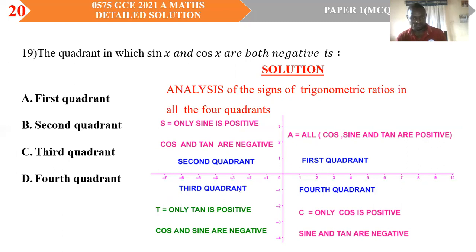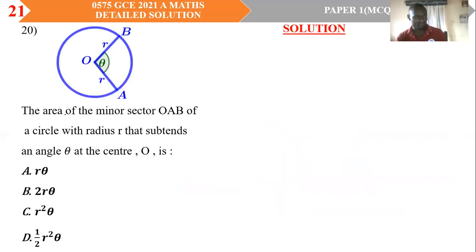The third quadrant, only tan is positive. Then, if only tan is positive in the third quadrant, it means that cos and sine are negative. And we are looking for the quadrant where cos and sine are negative. So, which means that our result is the third quadrant. Answer C. Question 20. The area of the minor sector OAB.